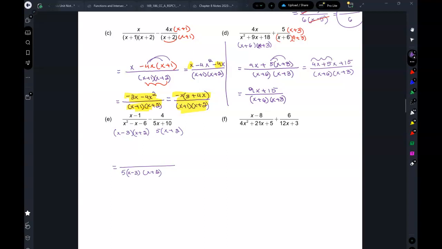Right. So the first denominator, compare it with my new denominator. What is it missing? What should I multiply by to make it look like this new one? Yep, a 5. Good. Don't forget the parentheses. Okay, what about the second one? What should I multiply the second one by to make it look like this? Yes, x minus 3. Yay!